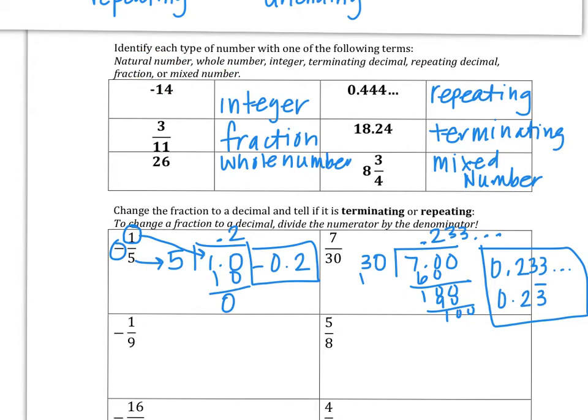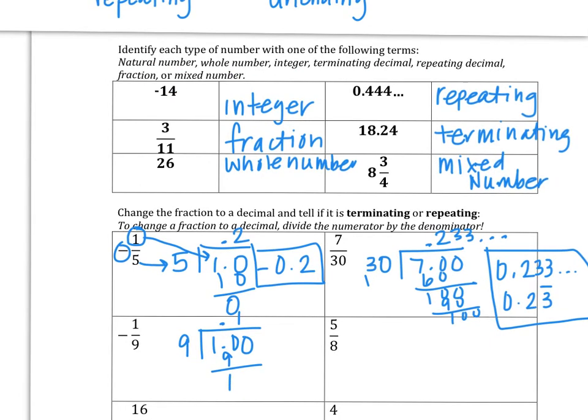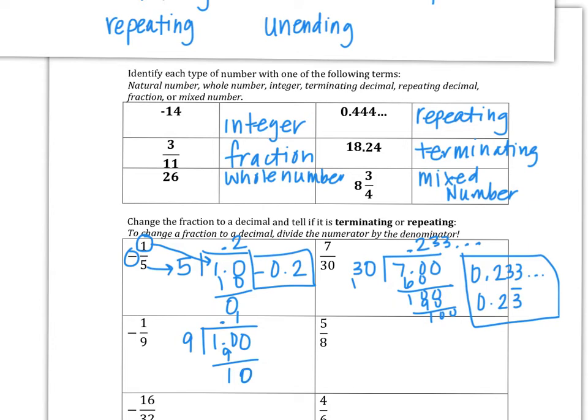-1/9. So we are going to put our numerator inside and we're dividing it by 9. And that is, bring up our decimal, 1, subtract, we get 9, 1, 10. We're going to get a 1, 9, 1, on and on and on. So that one is going to be a repeating decimal. So you are going to get -0.111... as your answer.